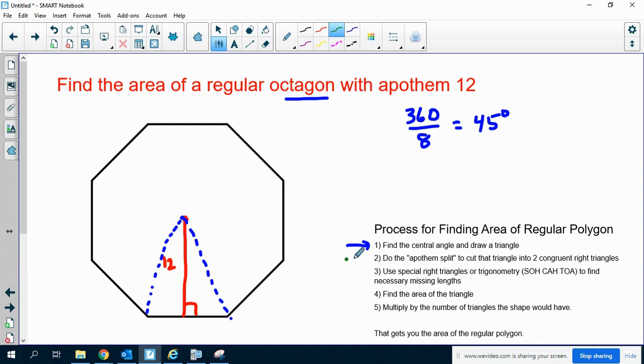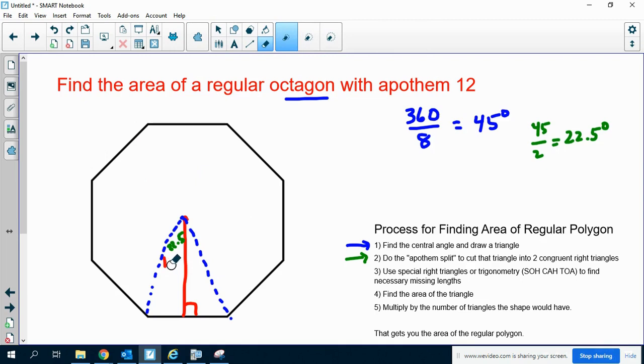Then we do the apothem split, and we cut that triangle into two congruent right triangles. So this 45-degree angle gets cut in half, and now it's a 22.5-degree angle because 45 divided by 2 is 22.5.